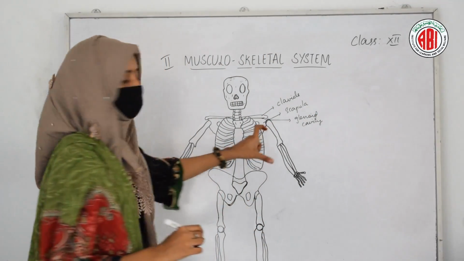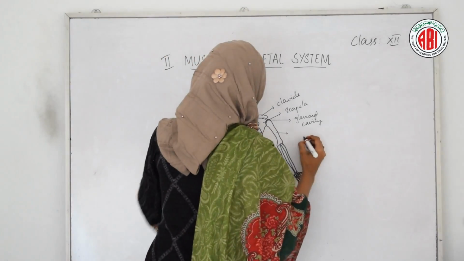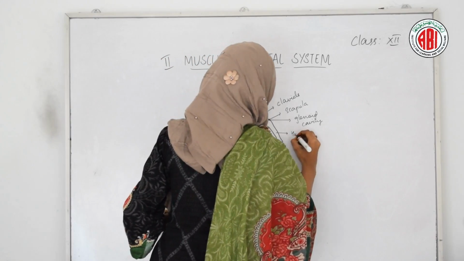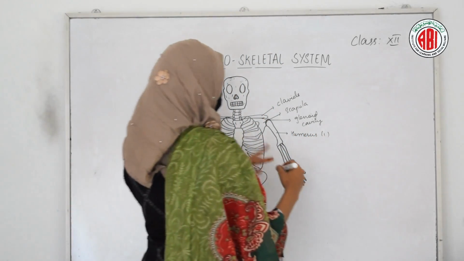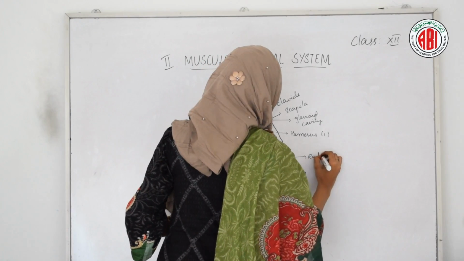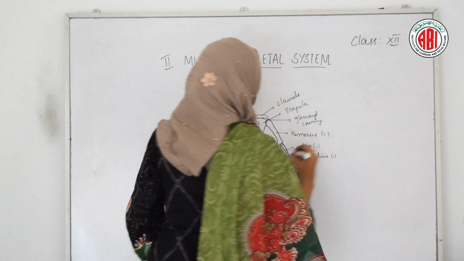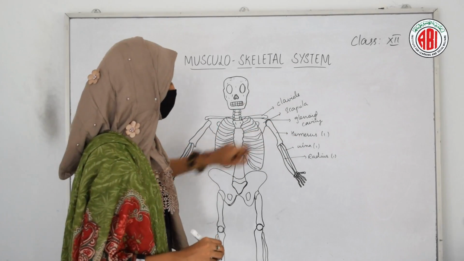Now let us see the bones of our arm. The first bone of our arm which fixes into the glenoid cavity, we call this bone the humerus, and it is 1 in number. Below the humerus, two main bones are present. One is radius and the other one is ulna. Radius and ulna, both these bones get attached with the humerus.